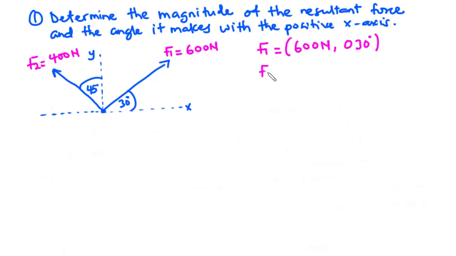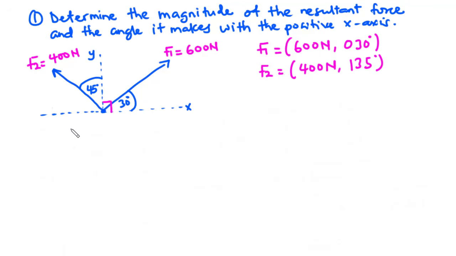Now for F2, we have F2 to be 400 newtons, and then from this axis, that is the positive y-axis, to the positive x-axis, we have 90 degrees. So 90 plus 45 is 135. So this force F2 makes an angle of 135 degrees with the positive x-axis. So we have 135 degrees.